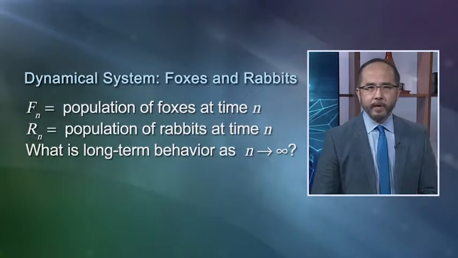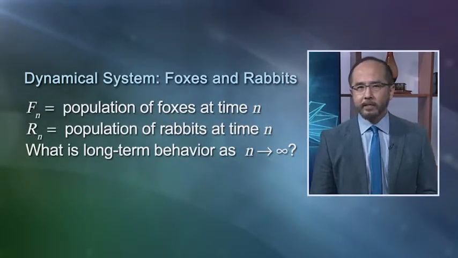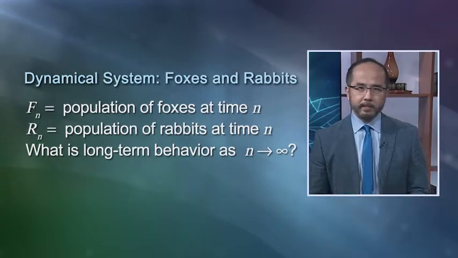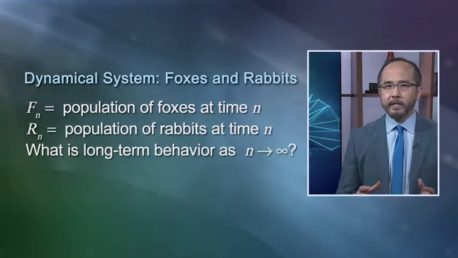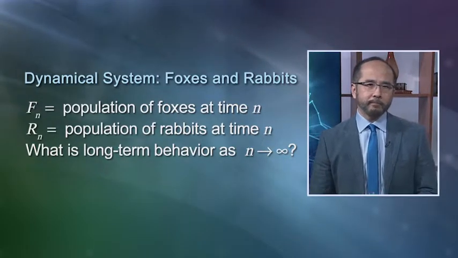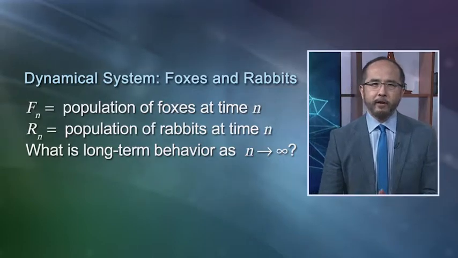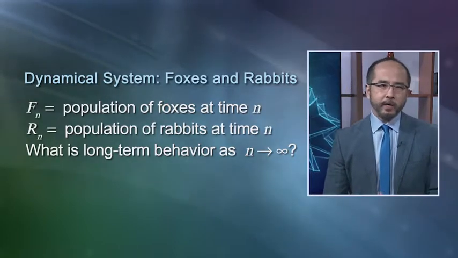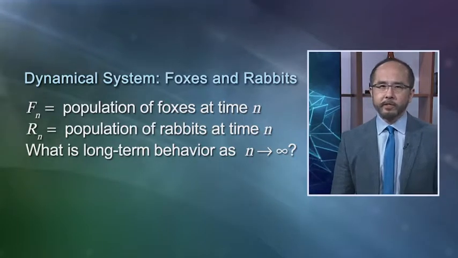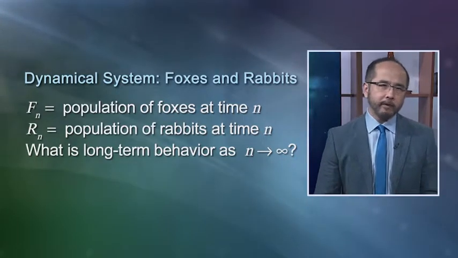We let f sub n represent the population of foxes at time n, and r sub n represent the population of rabbits at time n. We make the assumption that the number of foxes and rabbits doesn't have to be an integer. This is unlikely to affect the character of the results we obtain, especially when the number of foxes and rabbits is large, and the fractional difference between integer and non-integer values is small.